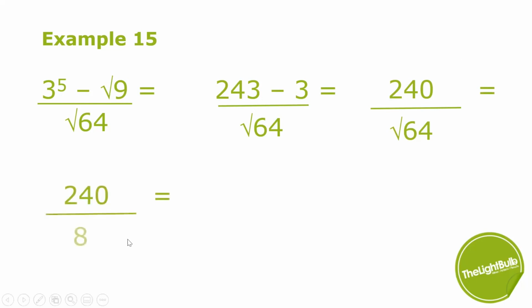The square root of 64 is 8. So our final part of the sum is 240 divided by 8, which gives us an answer of 30. So it's just a little bit of a different look or layout to the way that a BIDMAS question can be put.